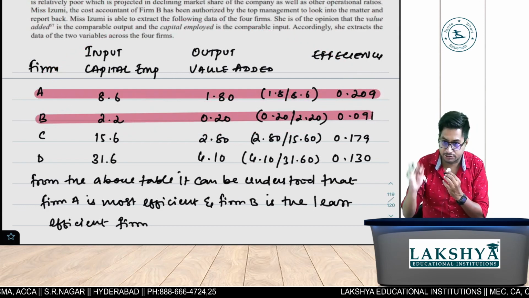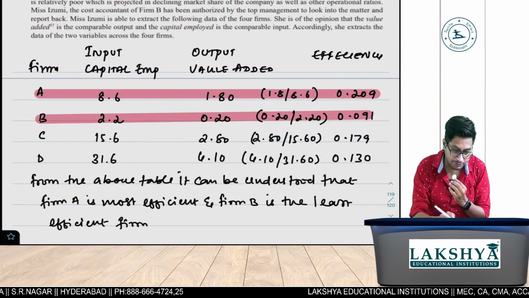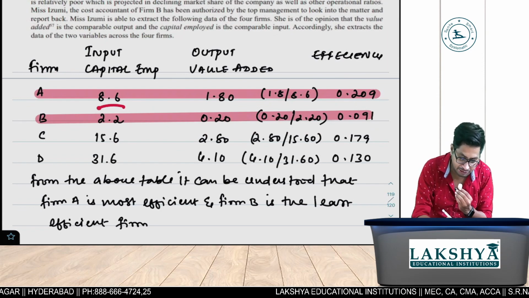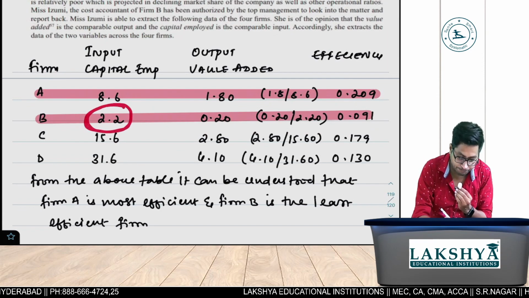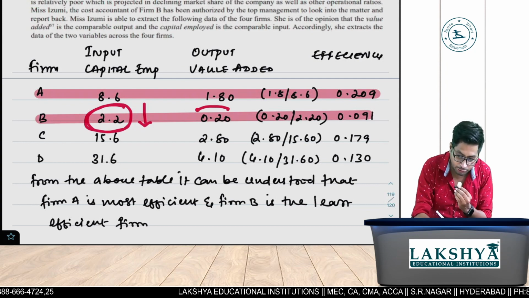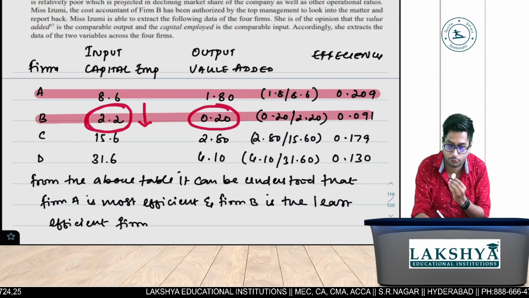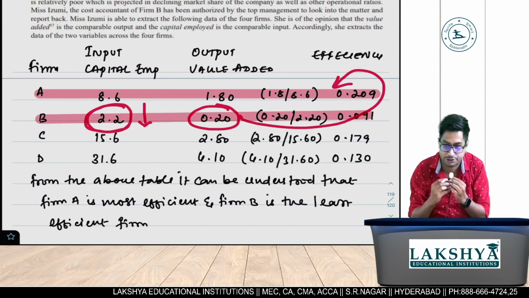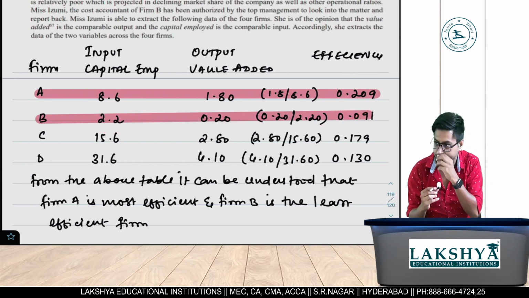I repeat, in the third step, what will Miss Izumi do? Miss Izumi will calculate and tell how many units of input should be reduced by firm B in order to get the same level of output, so that it becomes as efficient as firm A.